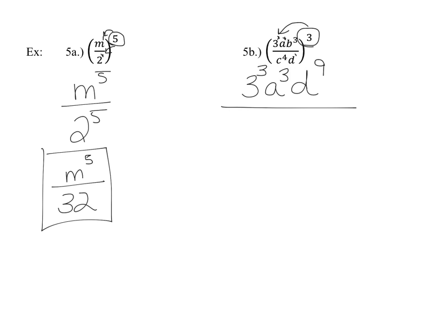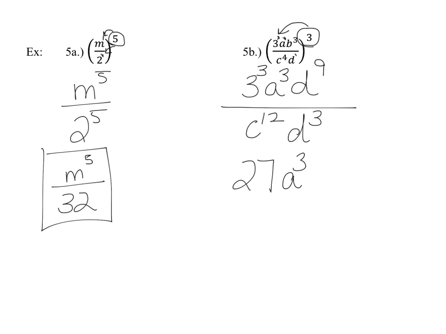Then you have to do it on the bottom as well. Don't forget the bottom. So I'm going to get c to the 12th power, because 4 times 3 is 12, and then d to the third power, because 1 times 3 is 3. But then I have to fully simplify this, and 3 to the third is actually 27. And then I've got this a to the third.